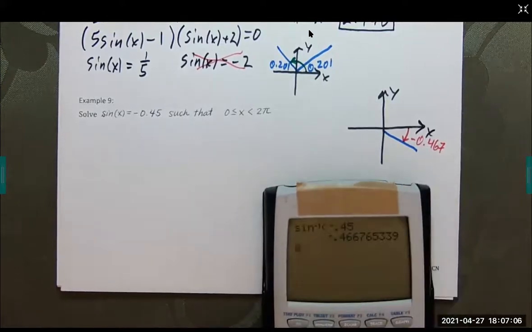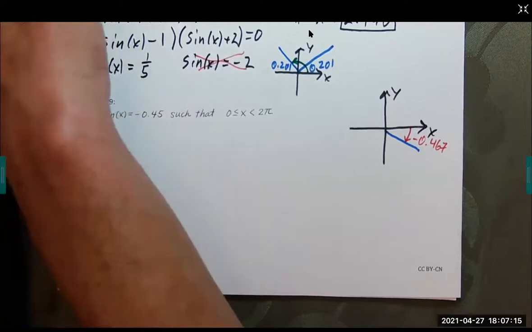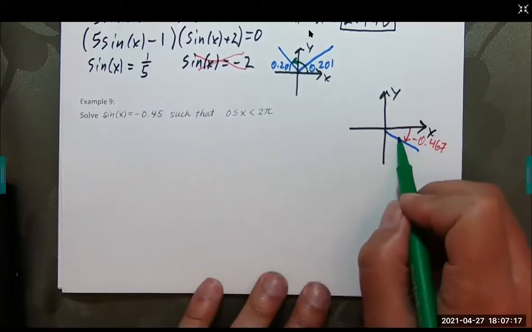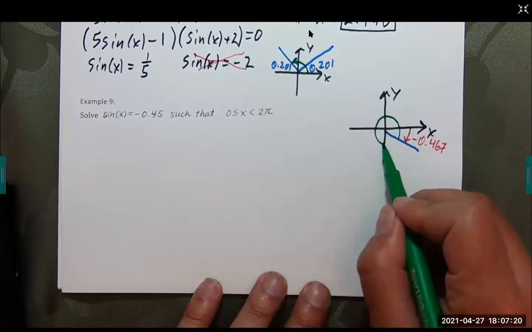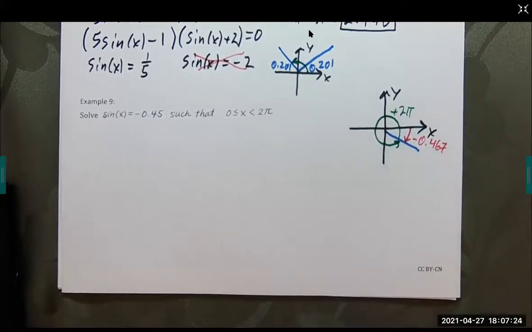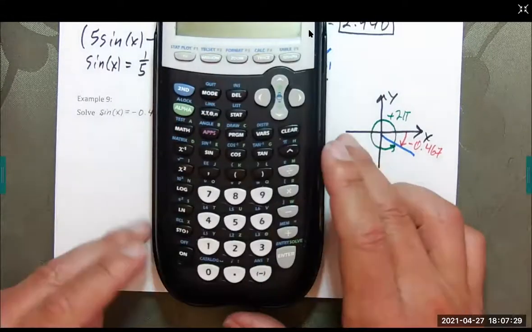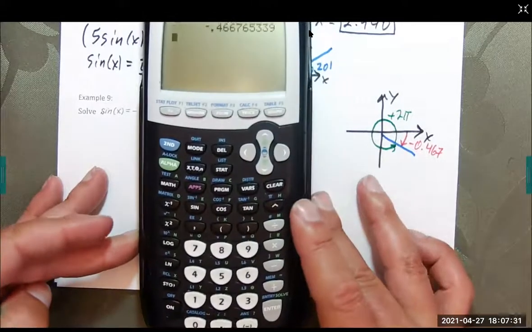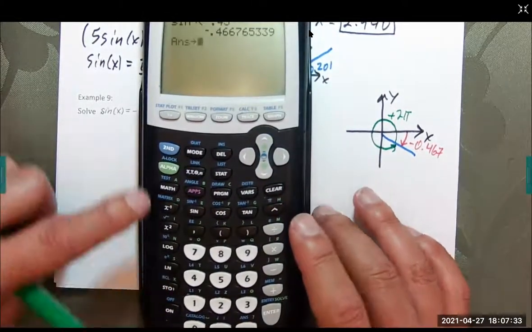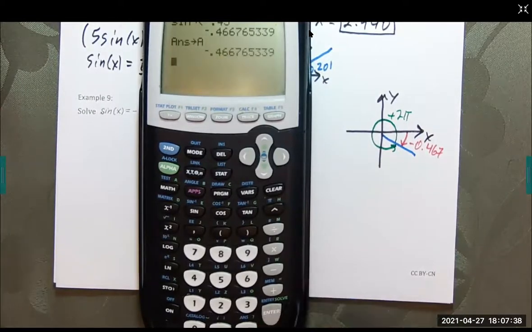Now, sine is negative in quadrant 4. It's also negative in quadrant 3. So what I'm going to do is take this value and add 2 pi to it. By the way, I'm going to store this off again. Remind you how I did that. I'm going to store it into A again, so it's going to erase the old memory and put in this new one.